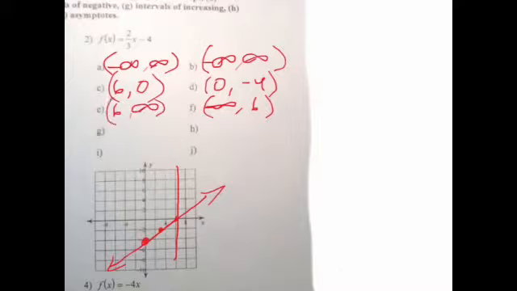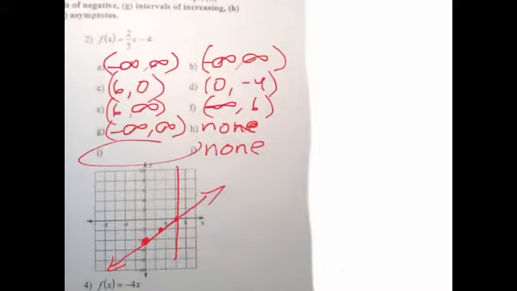G and H, where is it increasing and decreasing? Well, if you travel from left to right, your function is always going up, so it's always increasing. G is going to go from negative infinity to infinity, and H, it's not going to have any such interval or intervals. J actually doesn't exist. The asymptote, there is no line that this function gets really close to but doesn't cross.